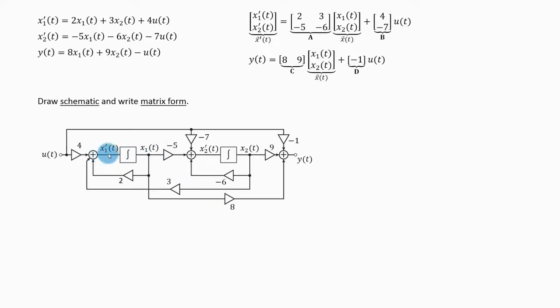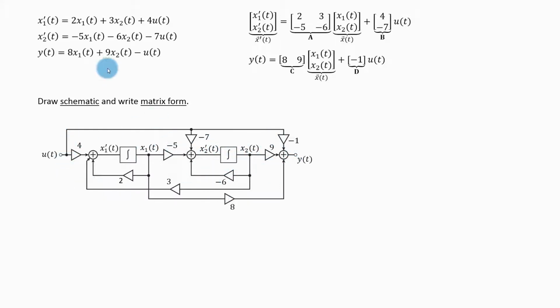When I take derivative of the first state variable and I integrate it, I will get the first state variable itself. When I take derivative of the second state variable and I integrate it, I will get the second state variable itself. So this is how I get this core part of the block diagram, and I will finish the rest using these equations.